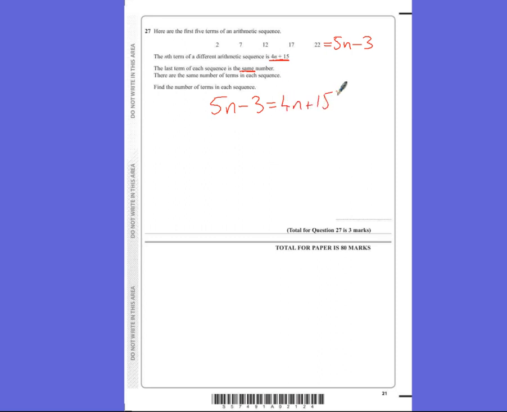You've seen this earlier in the paper. So we're going to take the smallest amount of n's off both sides. We take 4 n's off that side, we take 4 n's off that side. So we'll end up with n minus 3 equals 15. We're then going to add 3 to both sides to give that n would be 18. So the last term in each sequence, there'll be 18 terms in each sequence.